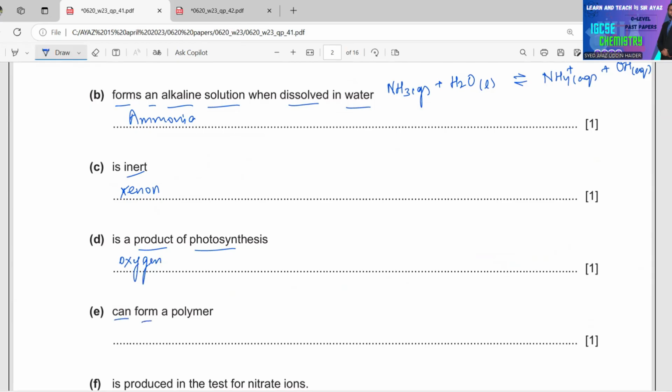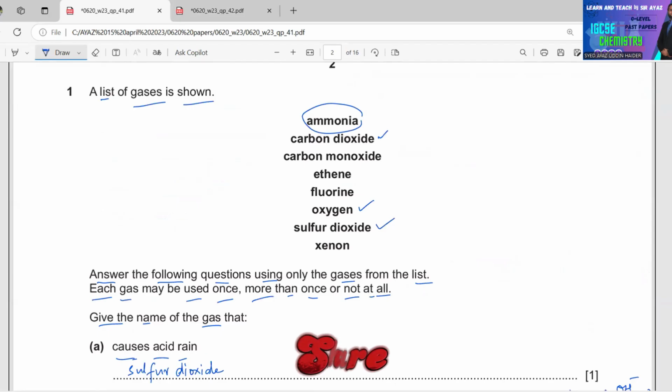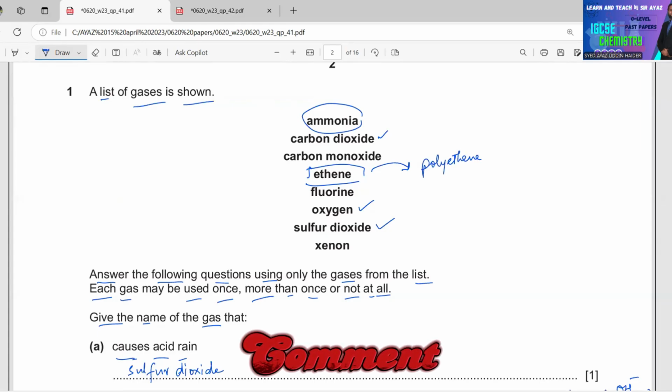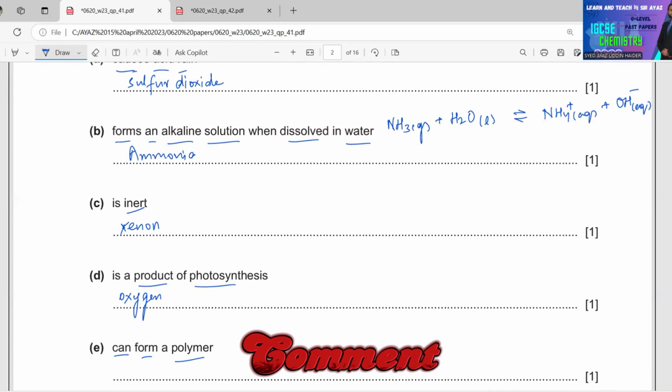E, can form a polymer. If you look at the list, you have ethene. Ethene is an alkene, which on polymerization forms a polymer. On polymerization it gives polyethene. So definitely the answer must be ethene.